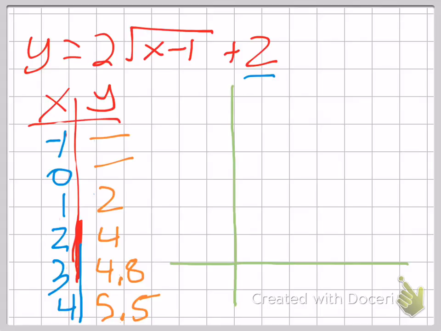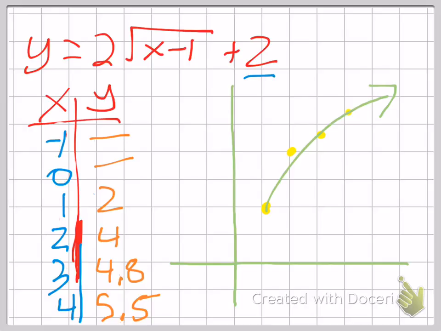So first you go to 1, 2, then 2, 4, and then 4, 4.8, and then 5.5. So then you're going to connect those dots. And then you'll end up with a graph that looks like that, which is about a half a parabola turned sideways. That's what you want.